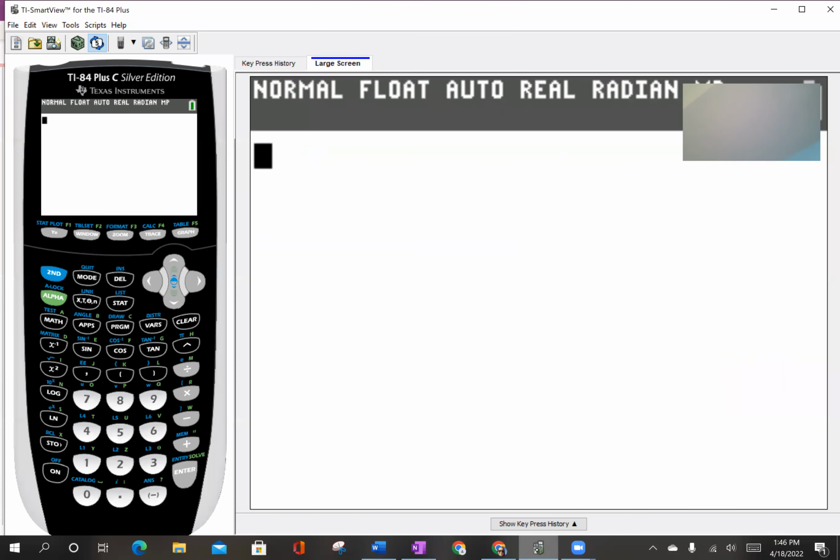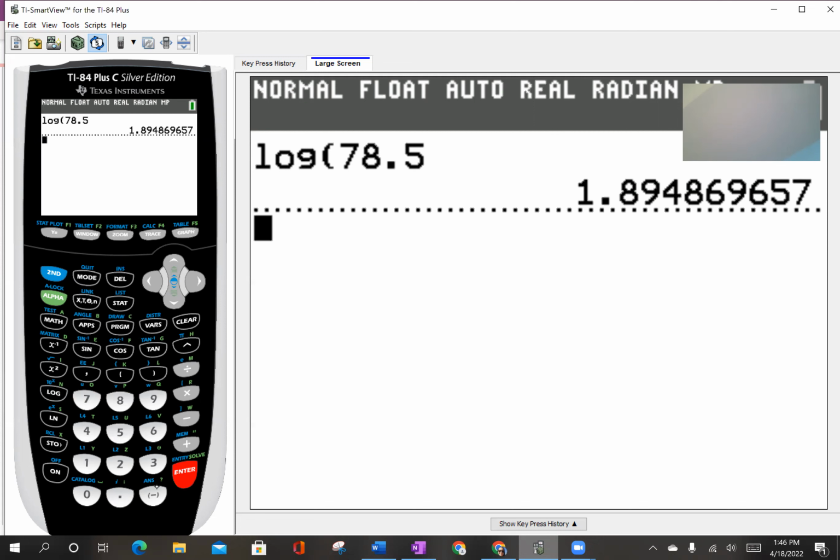Okay, so in our calculator, if we wanted to do log of 78.5, I'm just going to show you one of each type and then you can try it on your own. The log button is over here on the left, so you hit log and then 78.5. If you're just getting a value, you don't need to type in the parentheses. Then hit enter, and we get this. We want thousandths, so to 3 decimal places, we get 1.895.